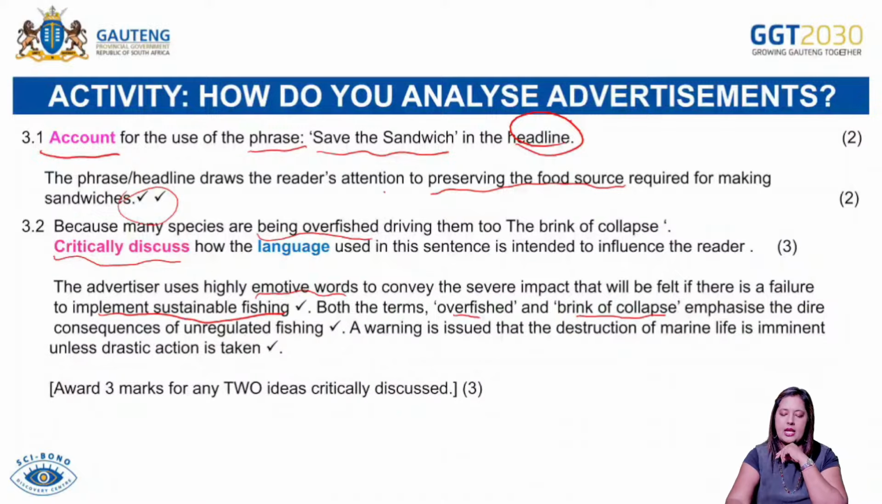And the 3rd mark is then a warning is issued that the destruction of marine life is imminent unless drastic action is taken. So we're saying that they've said to you, if you do not understand what's going on and you do not stop overfishing, there will be the collapse of this particular line of fishing or particular type of food, and therefore we would have to rectify it unless drastic action is taken. All right. So if we don't do that by ourselves, then obviously other strenuous actions need to take place. Right. Therefore, we got 2 well discussed ideas here, and we're going to have a 3rd mark awarded for the comment.